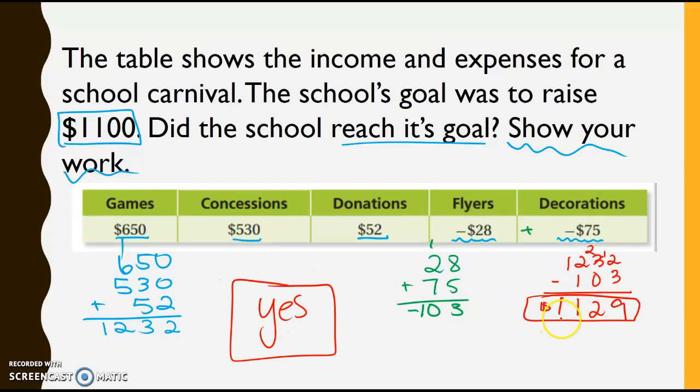So the answer is not just this value here. It's making sure you answer the question, which is a yes or no question. This work just supports your answer.